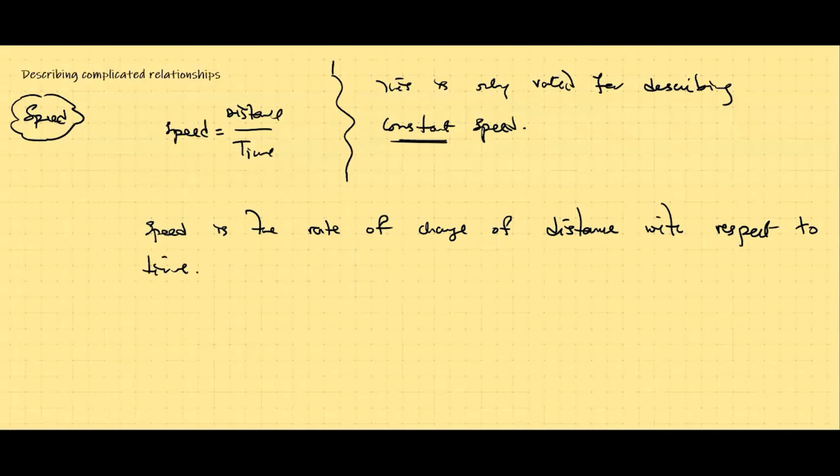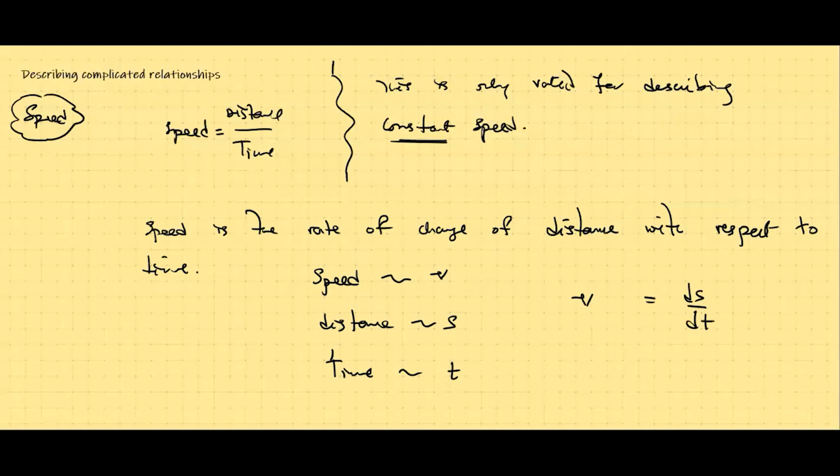So just to make some symbols up here, let me write this in a slightly better way. My speed, I'm going to go by the symbol v, my distance, I'm going to go by the symbol s, and my time, I'm going to go by the symbol t. Then my speed is now given by the equation v is ds dt. And in this case, because this here is a function, then this here is also a function. And what is this a function of? Well, it's a function of time.